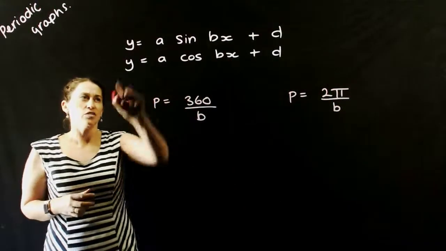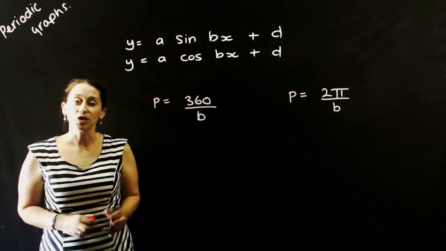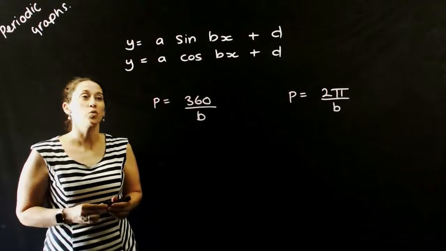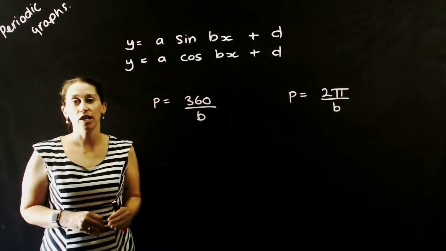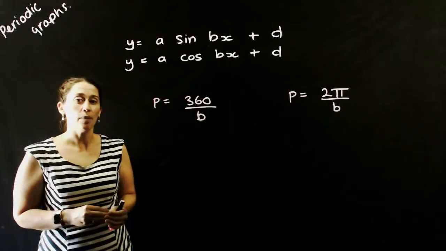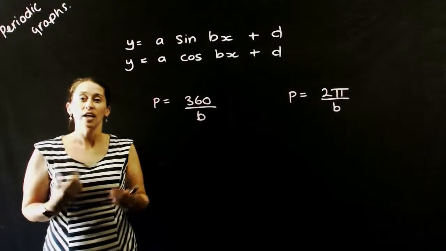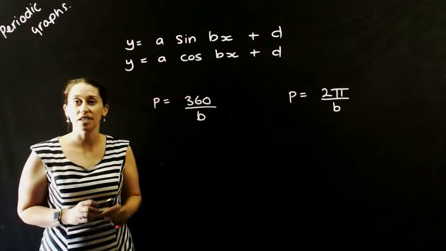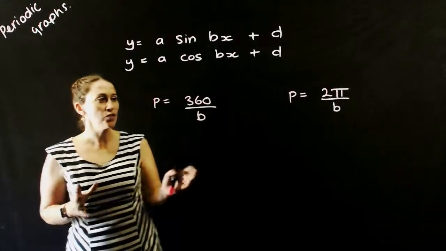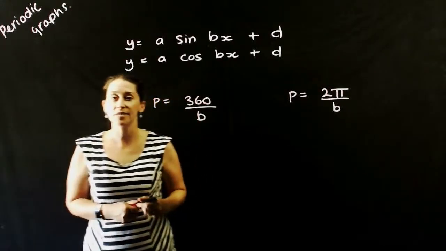Now, this general equation for a periodic function only talks about what happens when there's a vertical shift, or a period change, or an amplitude change. It doesn't talk about what happens if there's a horizontal shift. If you'd like to look at a horizontal shift, you'll need to look at the periodic graphs extension video. So let's have a look at how the period is affected.